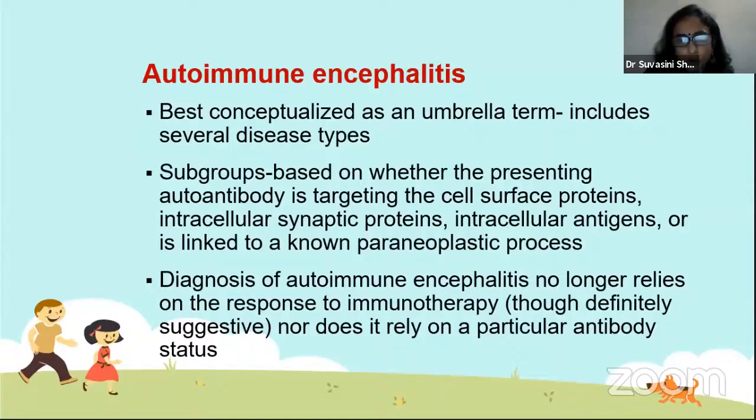The diagnosis of autoimmune encephalitis no longer relies on the response to immunotherapy, nor does it rely on any particular antibody status. So it is actually, in a way, a clinical diagnosis and exclusion of, say, infections and other common differentials that you should be aware of. And confirmatory is the antibody testing, but this takes time and it may not be available in low resource settings. So a clinical recognition to start treatment very promptly is very important.